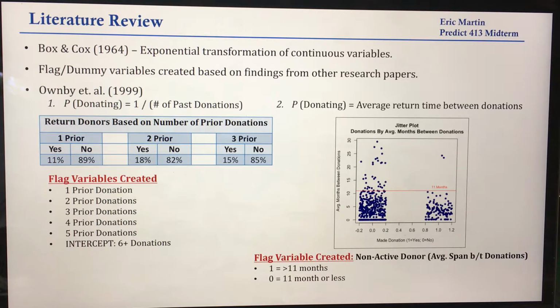And then a number of flag or dummy variables were created for this assignment based on findings from a number of research papers. These included a research paper from O&B that found that the probability of donating was inversely related to the number of past donations, as well as finding that the probability of donating is proportional to the average return time between donations, as can be seen from the charts in this table.